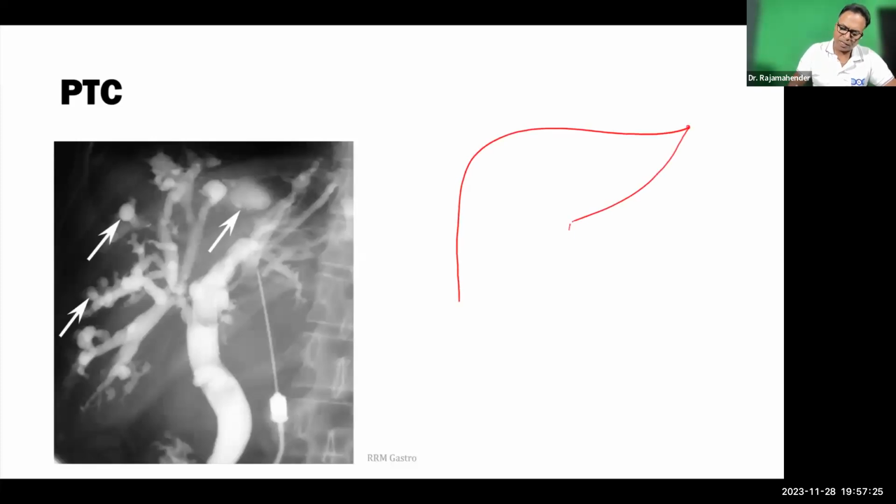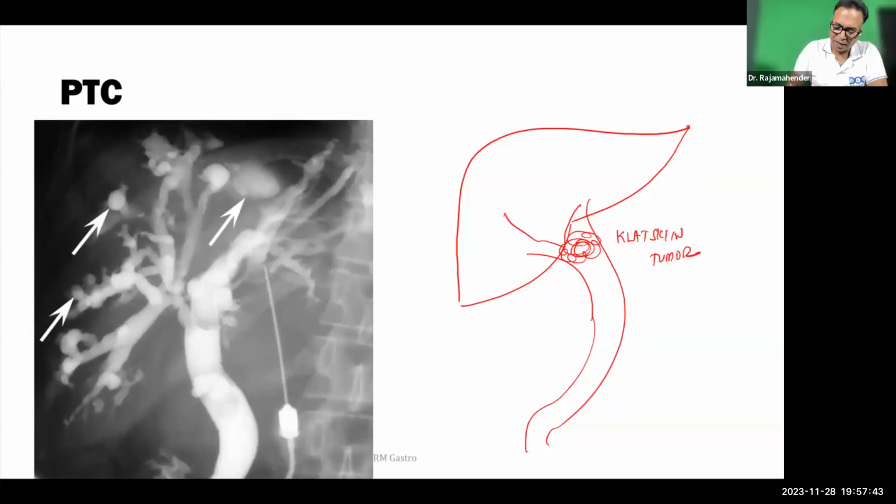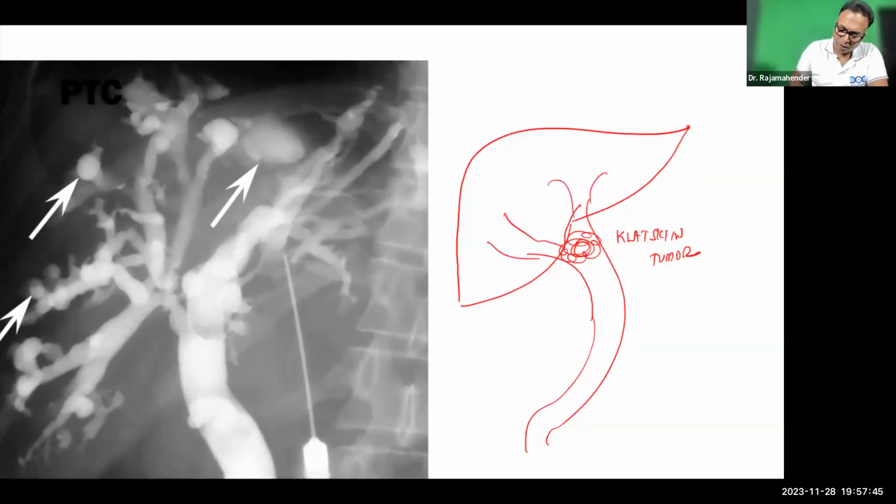In cases of obstructive jaundice with a cancer in the proximal bile duct like this, a hilar cholangiocarcinoma known as Klatskin tumor, sometimes the jaundice will be very high and I cannot operate on the patients. Such patients, I will go for a procedure to reduce the jaundice, that is by putting a tube into the liver like this.